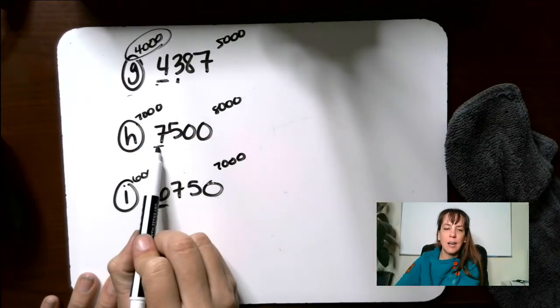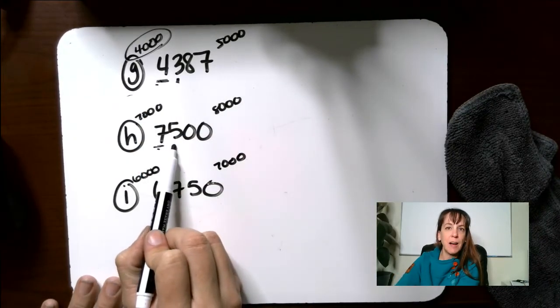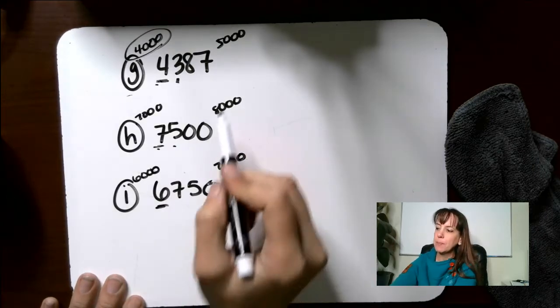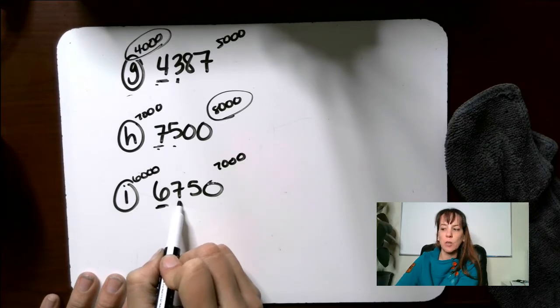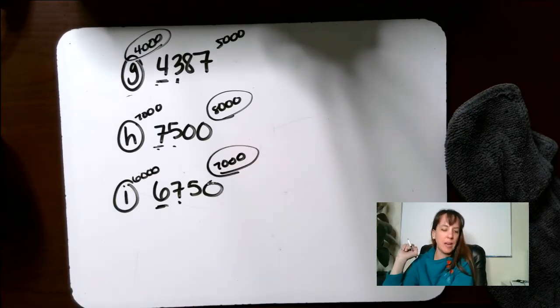Rounding this one, we take a look at this guy. That's 5. That's greater than or equal, so we're going to go up. This is going to be 8,000. Take a look here. This is greater than 5, so we're going to go up to 7,000.